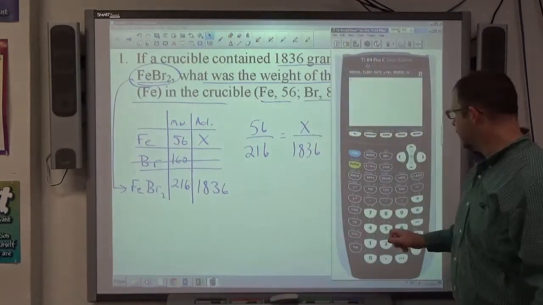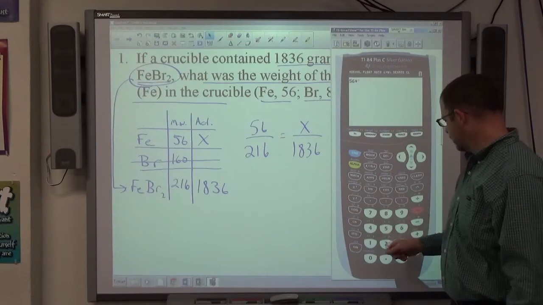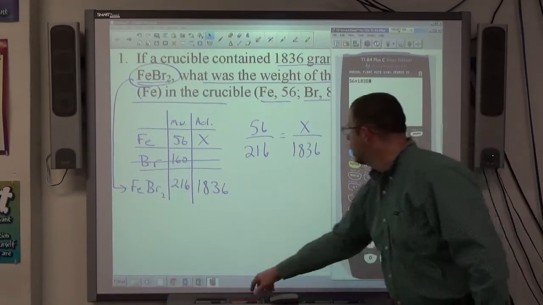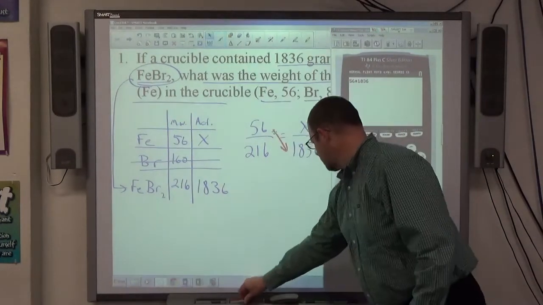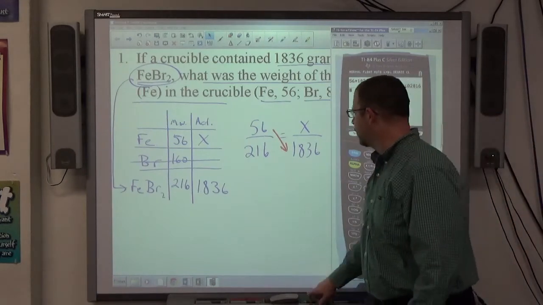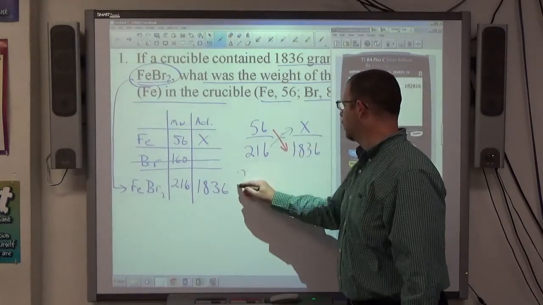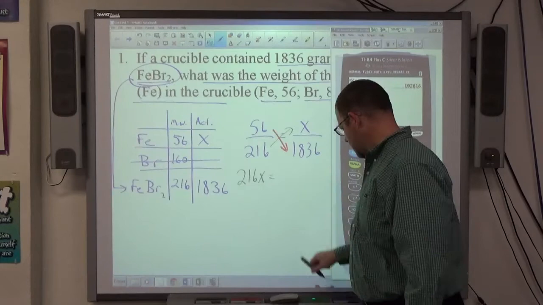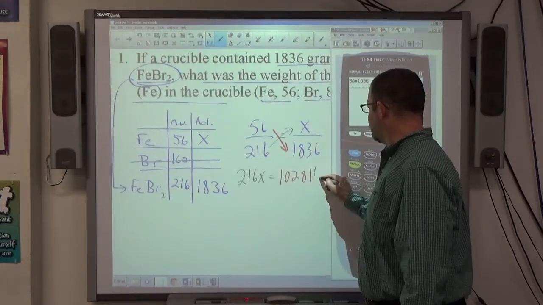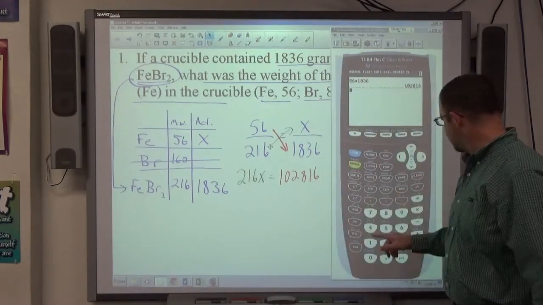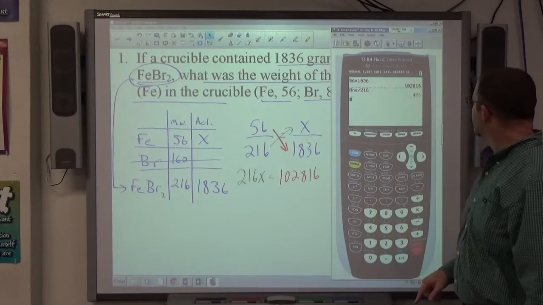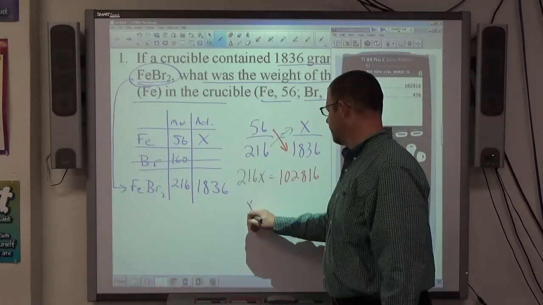Get our calculator out, and if I do 56 times 216, sorry, 56 times 1836, this product comes out to 102,816. That should equal this product. So 216x is equal to 102,816. So to get x, we simply divide both sides by 216. That number divided by 216 is 476.